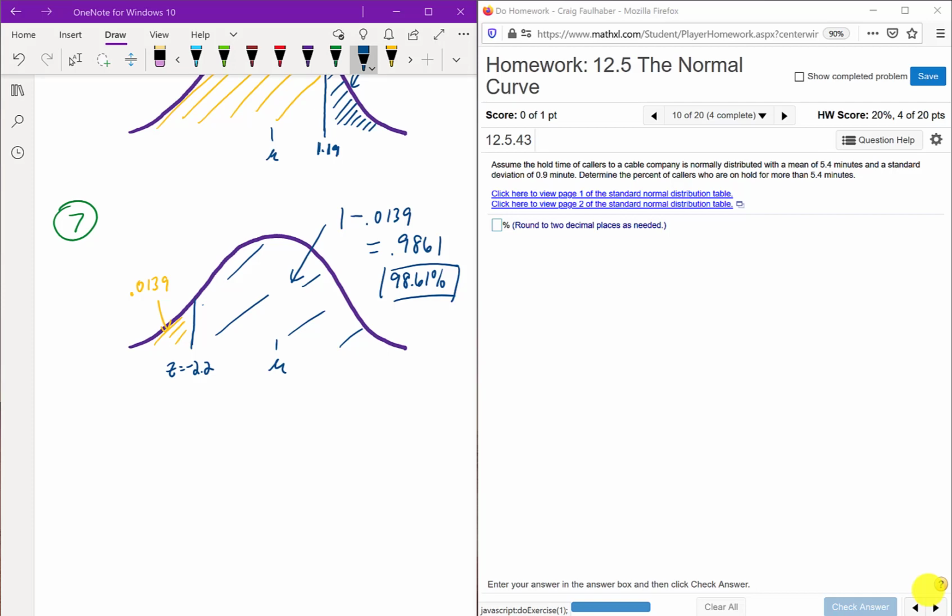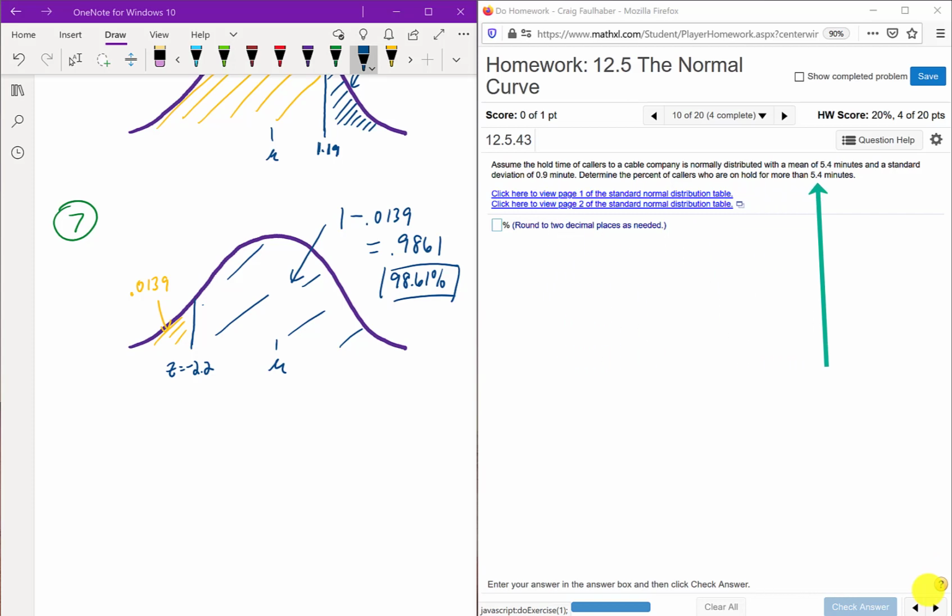Let's do problem number 10 first, because it's a little easier than it looks, and sometimes those can be the tricky ones. We're assuming that we have a hold time of callers that is normally distributed with a mean of 5.4 minutes and a standard deviation of 0.9 minutes. We're going to determine the percent of callers who are on hold for more than 5.4 minutes.